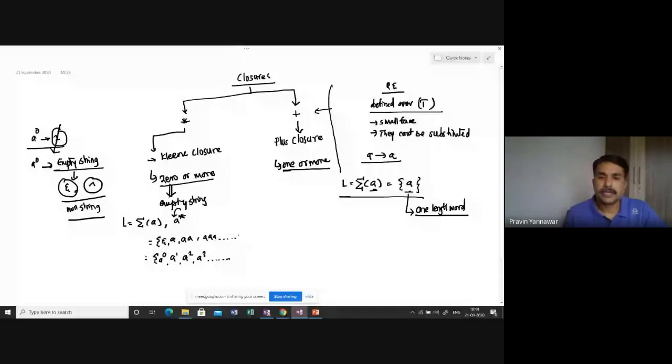Now, in case of one or more occurrences, you have a language L based on the set of alphabet sigma such that it contains A, and the regular expression is defined by A plus. In this case you have A, and so forth. In short, it starts with a raised to 1, a raised to 2, a raised to 3. So what is the clear distinction between star and plus? In case of star, you have to start with a raised to 0, and in case of plus, you have to start with a raised to 1.